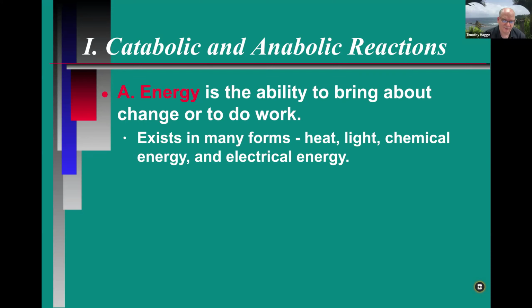You're well aware of different types of energy. Remember, energy is the ability to bring about change or do work. That's our physics definition. There's a variety of things that fall under that energy definition: light energy, heat energy, chemical energy, electrical energy, nuclear energy, mechanical energy, potential and kinetic energy, and so on. Remember that living organisms use chemical energy, and that chemical energy is found in chemical bonds. It's bond energy. So keep that in mind.